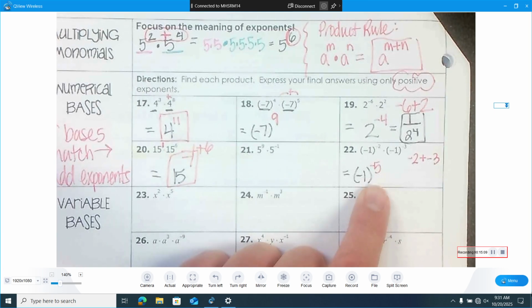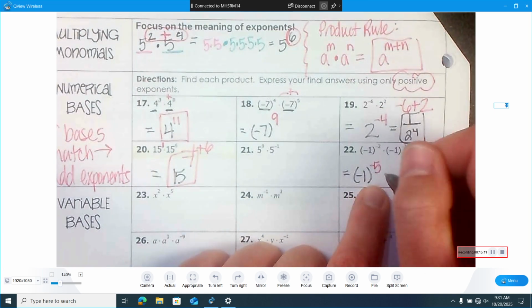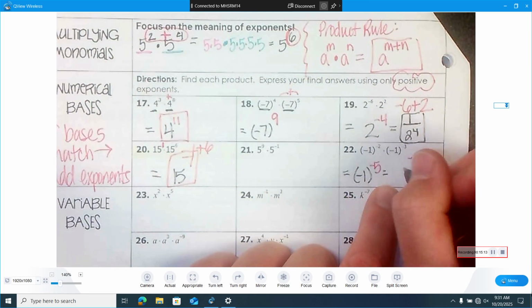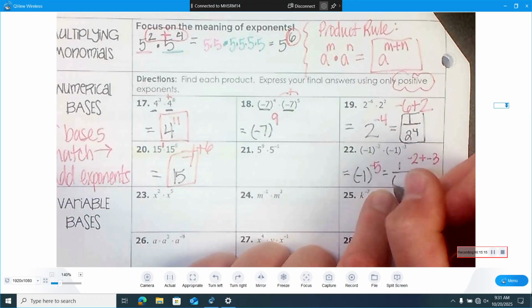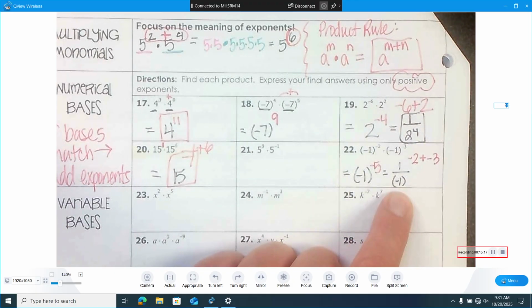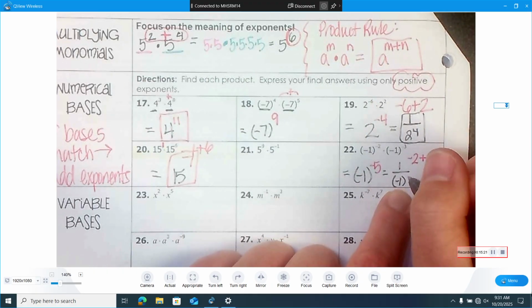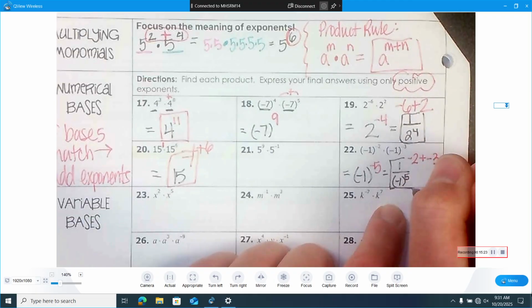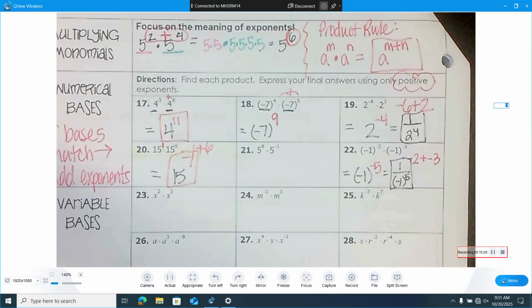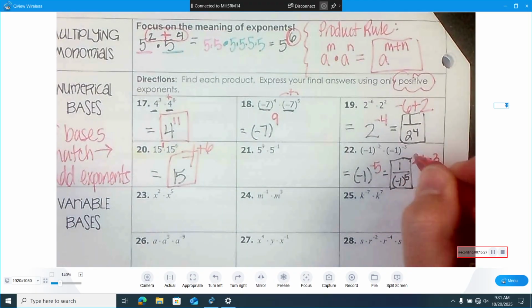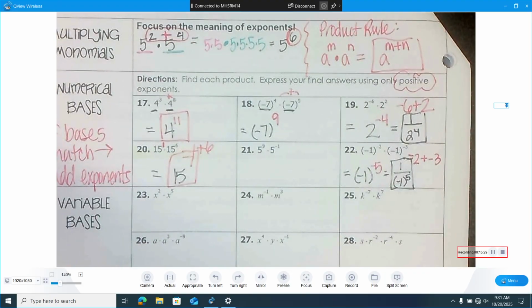Can I leave this answer? No, we want positive exponents. This is unhappy where he is, so what does he want to do? Go down underneath to a denominator. So it becomes the -1. The base stays the same. It's still a -1. But what's my new exponent? 5. It's a happy 5, a positive happy 5. Okay? All right. Good so far? Yeah? Okay.